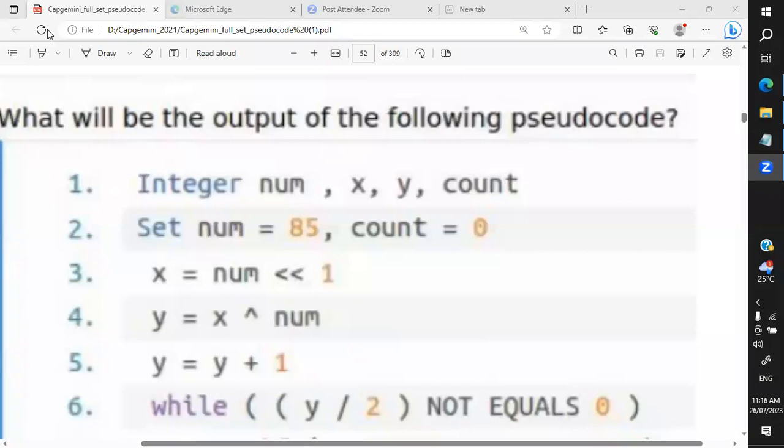Is it done till there? Can I scroll down? I hope you know these operators. What is the line number 3 operator called, boys and girls? The operator which you see in line number 3. What is that called?